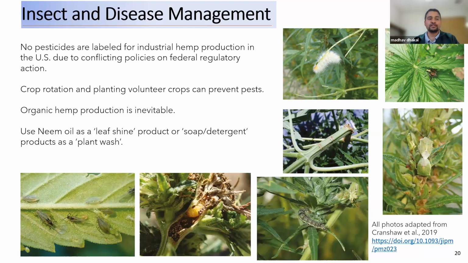Unfortunately, there are no pesticides specifically labeled for industrial hemp production in the US, due to conflicting policies and federal regulatory actions. However, in organic systems, we are not allowed to use synthetic chemicals anyway. Crop rotation and planting volunteer crops are some of the ways that we can prevent pests. Organic hemp production is inevitable, and no matter whether pesticides are available or not, we can always use neem oil as a leaf spray product or soap detergent as a plant wash to control these types of pests.